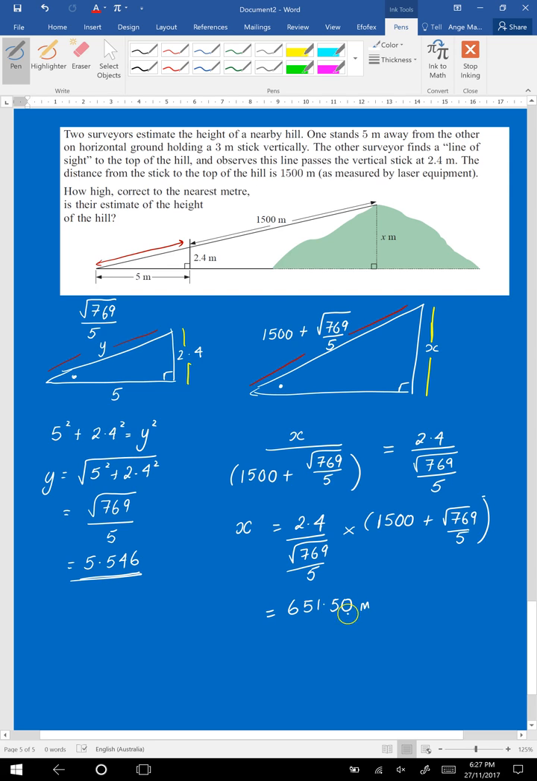Okie dokes. So what we've got is the estimate of the mountain is 651.5 meters. So that's it for that little section that we were doing. I hope that helped and that you got most of those ones. The last two were a little bit tricky, needing to use Pythag, but hopefully you conquered.